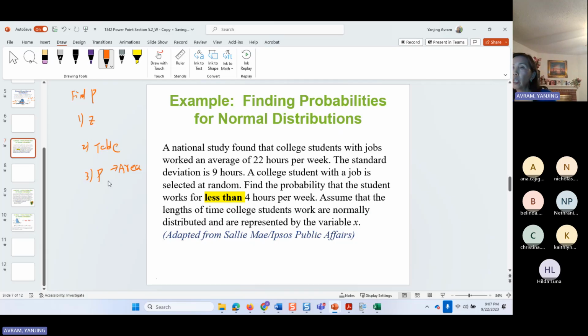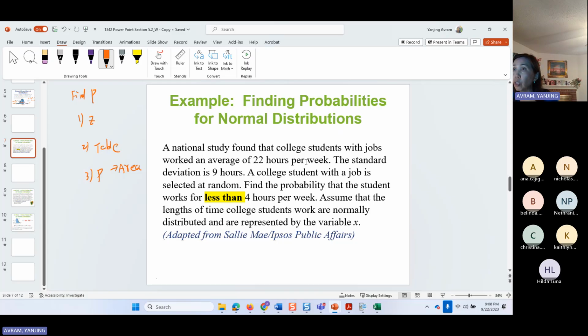So what you're going to need to look at is the area to the left, the area to the right, or the area in between. You just have to identify which part of the area you're looking for, and you have to read the question very carefully. Okay, so let's look at this one.